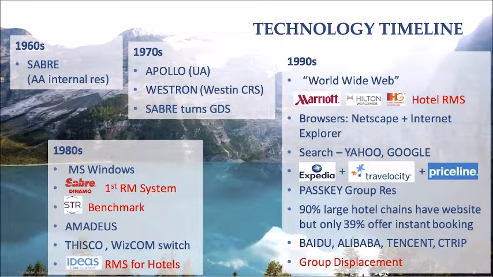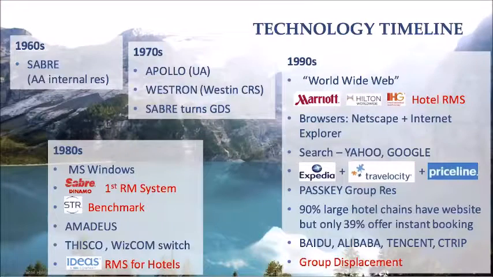One of the things you'll notice is that as we go from decade to decade, the list gets longer and longer. So the speed of technology coming on board and new types of technology being introduced is just so exponential. Back in the 1960s, there was Sabre. Sabre was actually American Airlines' internal reservation system. So it wasn't really a revenue management system at the time. It wasn't a global distribution system, GDS.